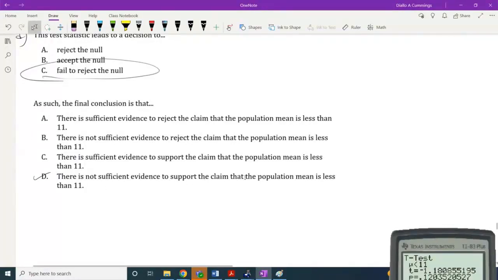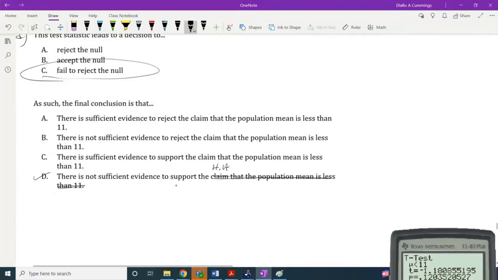There is not enough evidence to support the null hypothesis. And they just write out the null hypothesis as what it stands for, the claim that the population mean is less than 11. All right. So what I wrote is there is not enough evidence to support the null hypothesis. But if you actually write in what the alternative hypothesis is, it's the claim that the population mean is less than 11.